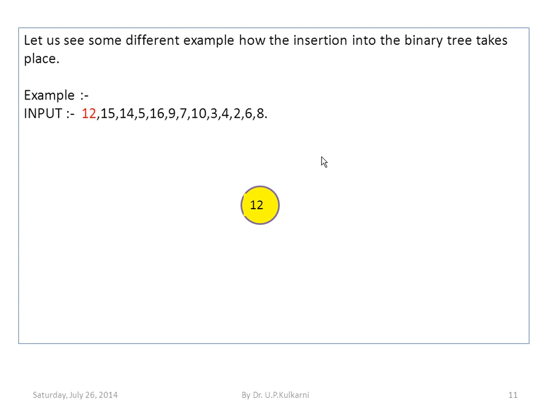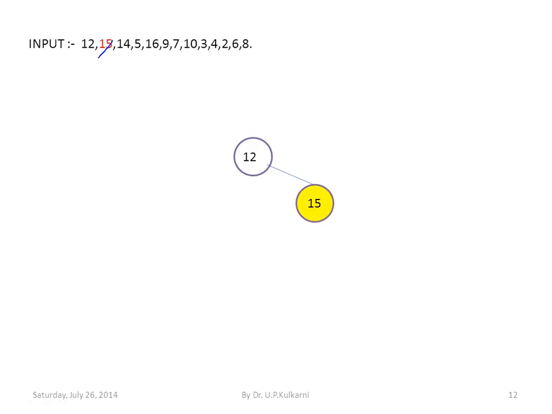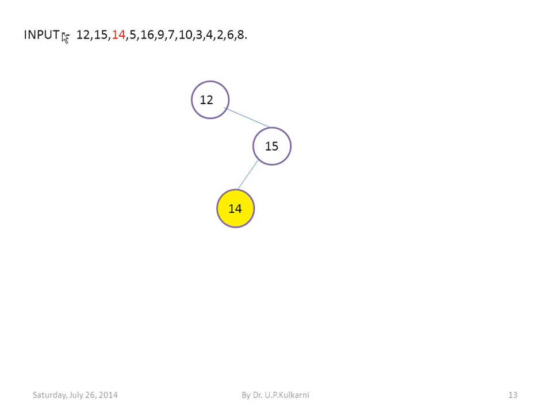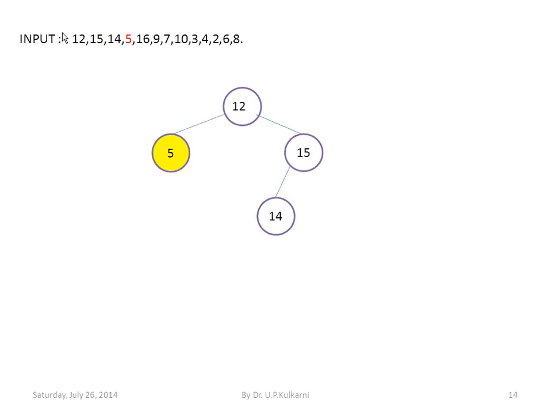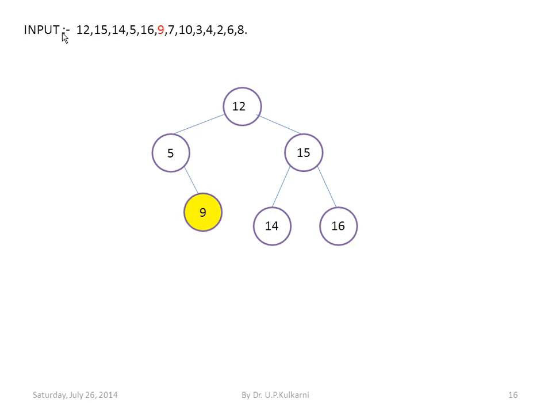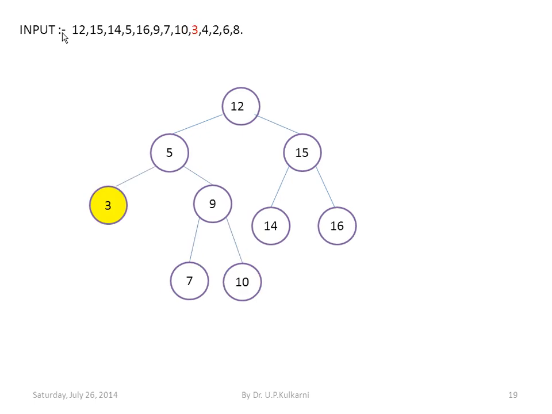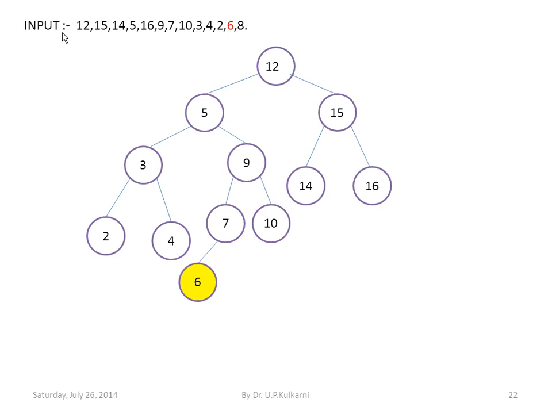Let's summarize the creation of a binary tree for this particular sequence. For the element 12, we create a node like this, and this is the root. The next element is 15, shown here in red. 15 is greater than 12, so 15 is added to the right of the root, that is the right of the node containing the value 12. 14 is added to the left of 15. Here, 14 is greater than 12, so we move towards the right. 14 is less than 15, so we move towards the left and link this temp node to this one, and the tree gets created. If we proceed like this, the next nodes are 5, 16, 9, 7, 10, 3, 4, 2, 6, 8.